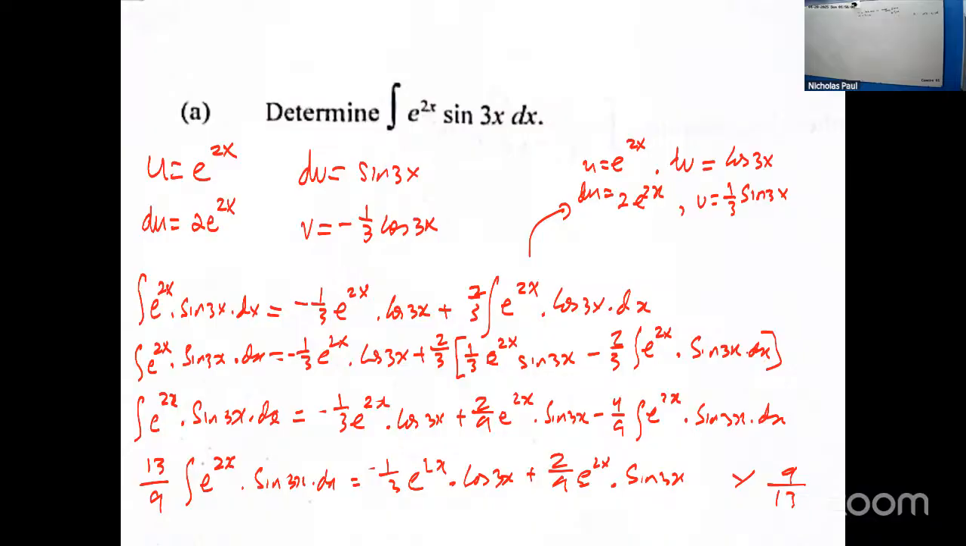So I move minus 4/9 across. Yeah, so I move it across and then I factor out. I move it across, so I'll end up with the integral of e to the 2x sine 3x dx added to 4/9 times the integral, same thing. And I factor out this. So I'll be left with 1 plus 4/9 times the integral, and this is 13/9. Right? 13/9. Let's go again.